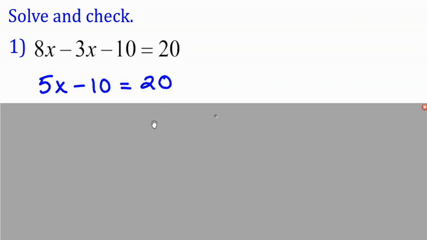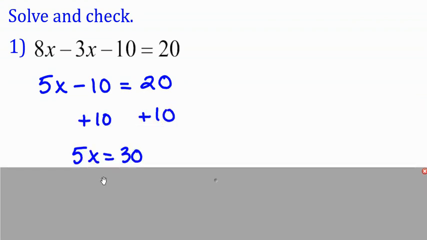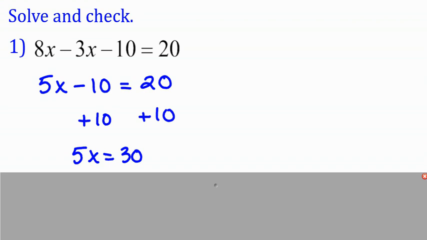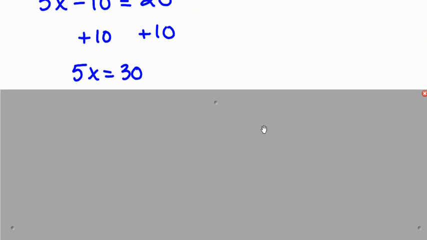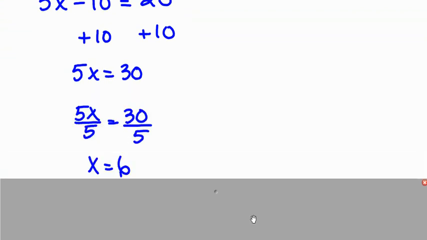So the next step for solving the equation is to undo the subtraction. So we're going to add 10 to each side of our equation. So now we have 5x equals 30. To undo that multiplication, we'll divide. And if we divide each side by 5, we'll have x equals 6.